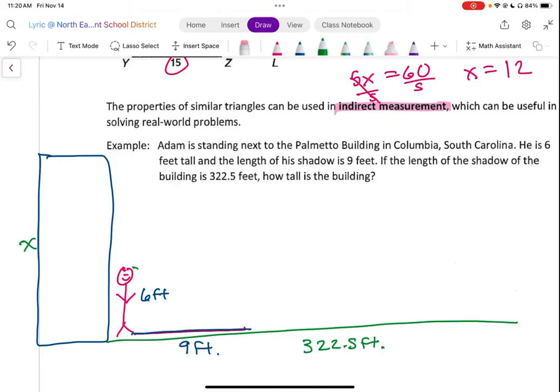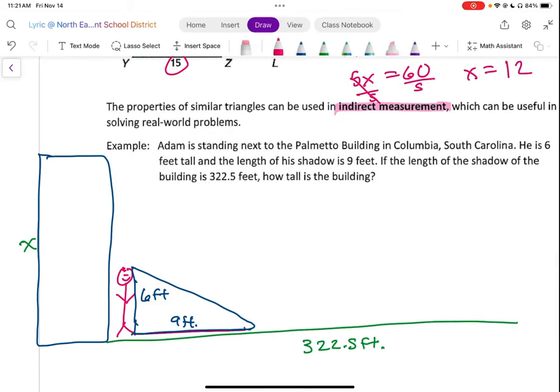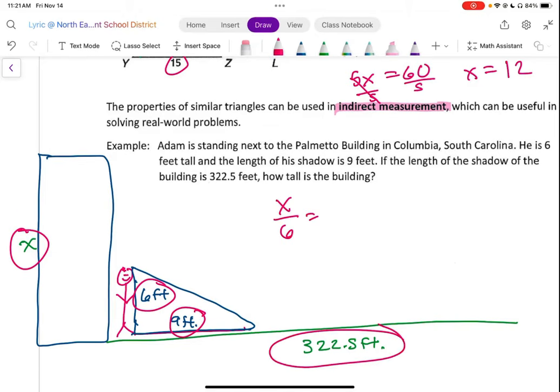Okay, so we have one triangle right here with Adam that has a side of 6 and a side of 9. Put this inside so it's a little clearer. And then we have the building, which we don't know how tall the building is, but the building shadow is 322.5 feet. So let's write some proportions. We're going to say x over 6 equals 9 over 322.5.